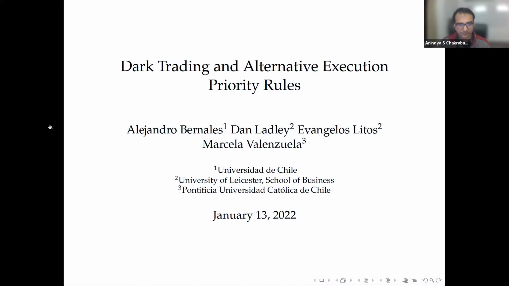Okay, so I'm going to give a whistle-stop tour of this paper. This presentation is all about the microstructure of dark pools, particularly looking at the details of how their pricing rules are constructed, essentially the design questions of dark pools.